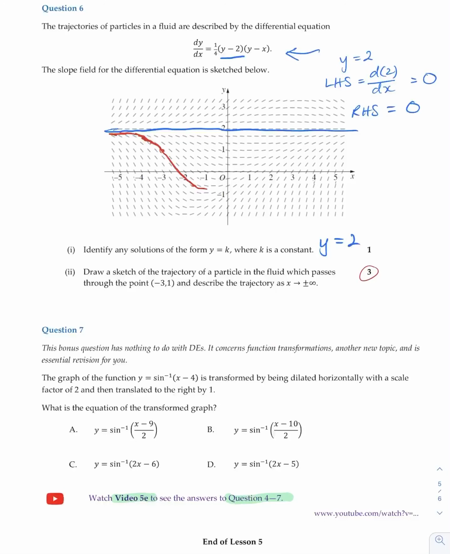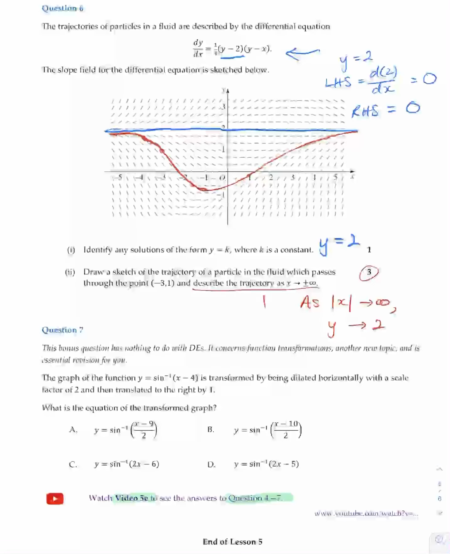There's 3 marks allocated to this. I think this would be 1 mark, so 2 marks for the sketch. It's not that difficult. Just got to make sure you're careful. We're on a nice guided path here where I'm not going through anything. There we are. And describe the trajectory as x goes to infinity or to negative infinity, y is clearly going to 2. That's why we call it an equilibrium solution.